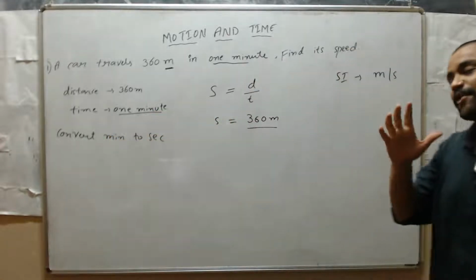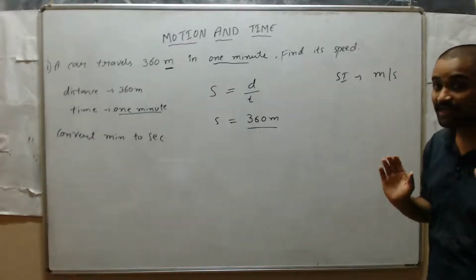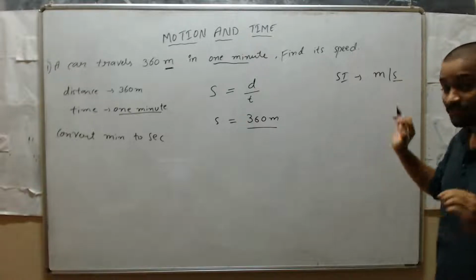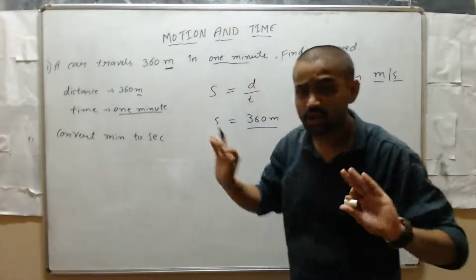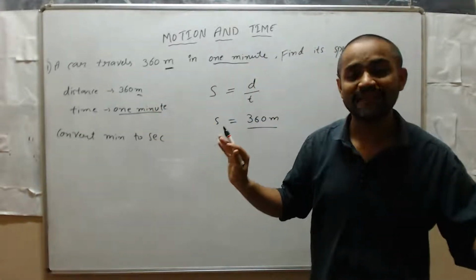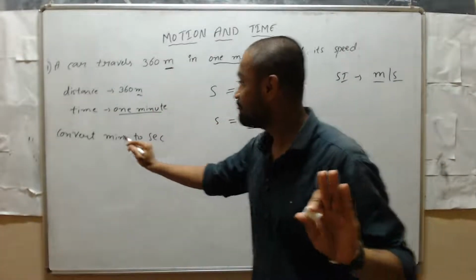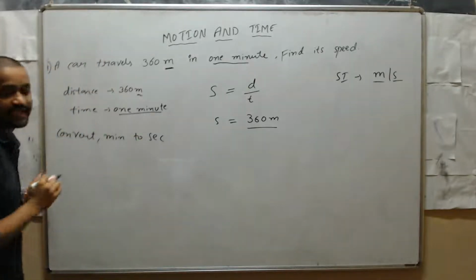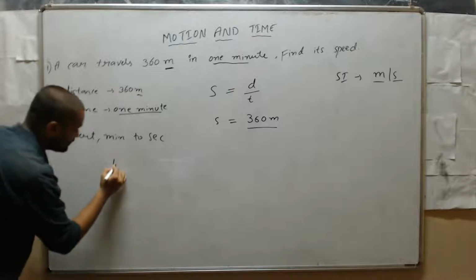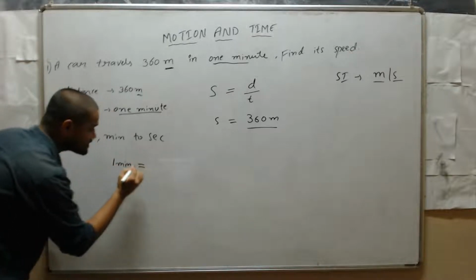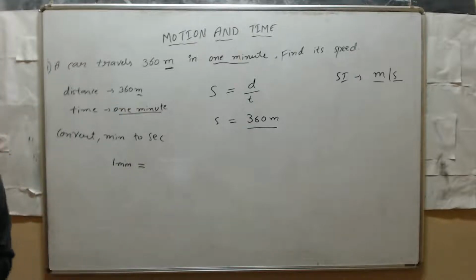Why do we have to convert? Because the SI unit of speed is meter per second. Here the distance is given in meter only, so don't worry about the distance, but we have to worry about the seconds, that means time. We have to convert minute to second. How many minutes has he given? 1 minute. 1 minute is equal to how many seconds, students?